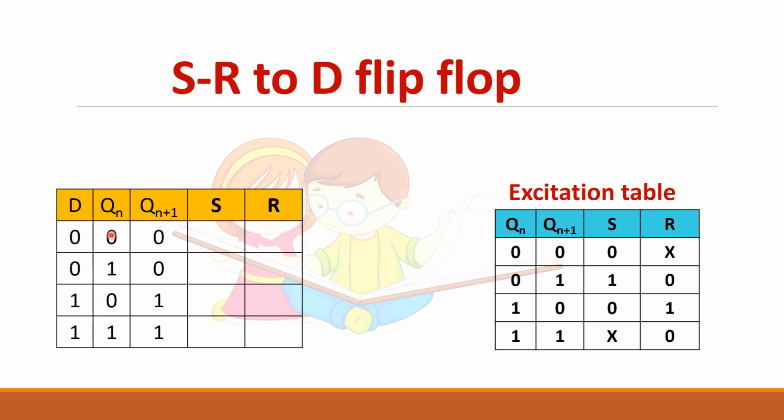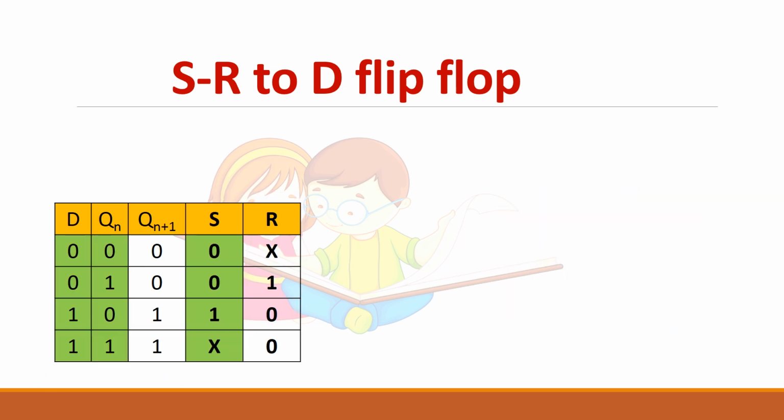Now we have to find for each combination what will be the SR value. So for Qn and Qn plus 1 0 0 condition, what will be there? 0x is the S and R values. So write 0x. For next combination 1 0, what should be S and R value? 0 1. So 0 1 is here. Next for 0 1 combination, 1 0 should be the S and R values. Simply have to check this combination here and write it there. Now we got this table.